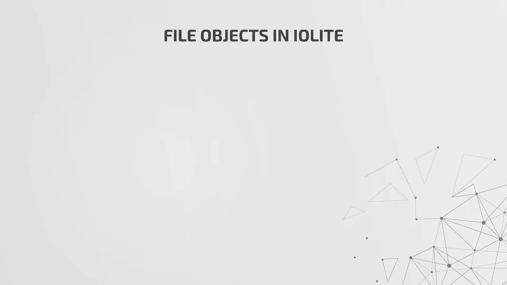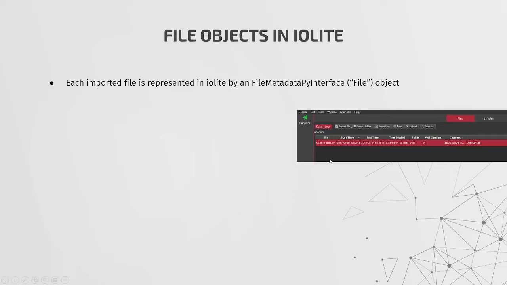So when you import data into Iolite, there's a few things that you want to create. You want to create a file so that the user can see that a file has been loaded, and this is what appears in this table. If you're in the files browser, there's a file object here, and it has a bunch of properties that lets the user know when the file started, when it ended, when it was loaded, how many points it had, and so on and so forth. We'll need to create an object so that it will appear in this list, and it's actually a file metadata PyInterface object, but we'll just call it a file object for short.